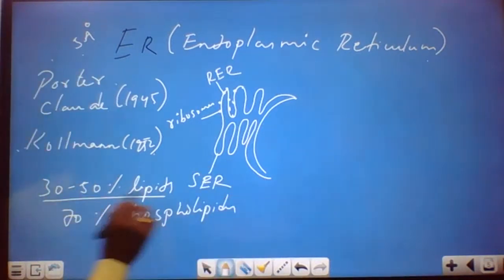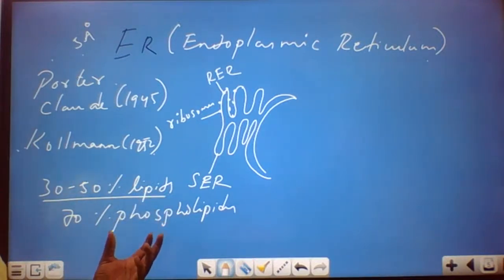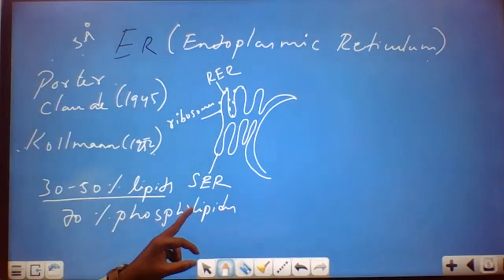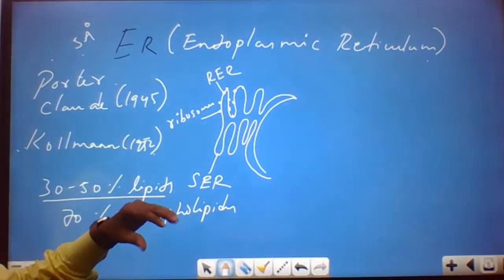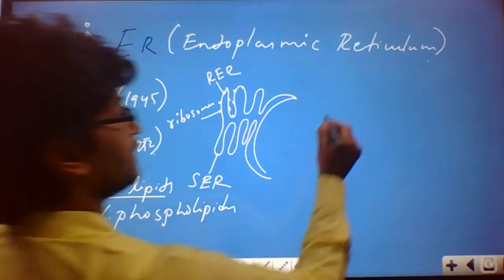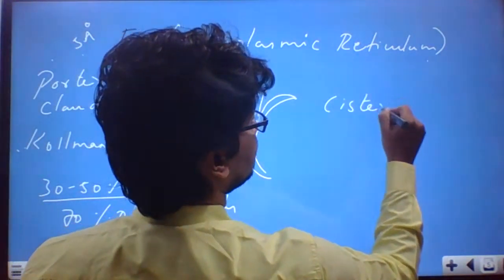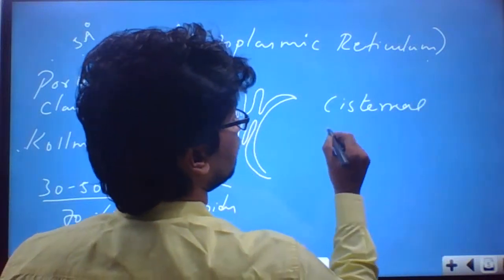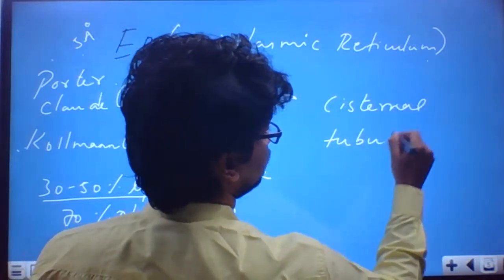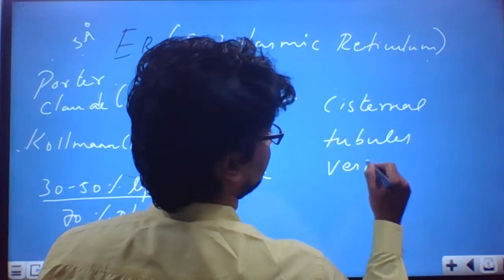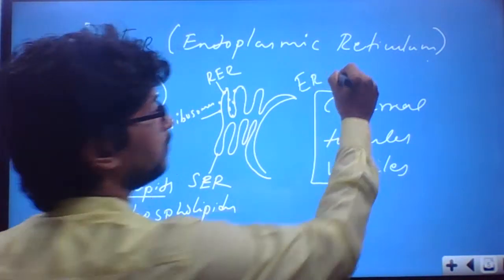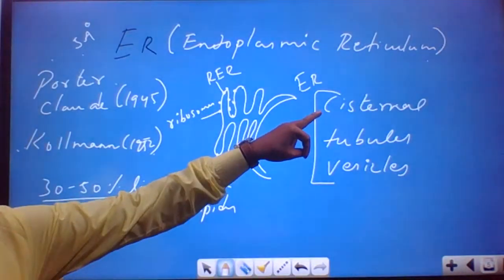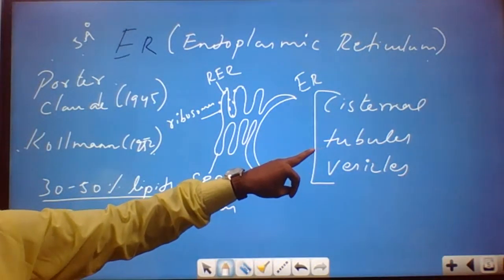So 30% is other lipids, and the remaining 70%, more precisely, is phospholipids. Clear with this one? Coming to the parts that you could see in the endoplasmic reticulum: cisternae, tubules, and vesicles. Together we call it the endoplasmic reticulum. So in the endoplasmic reticulum there are 3 parts where you could see cisternae, tubules, and vesicles.